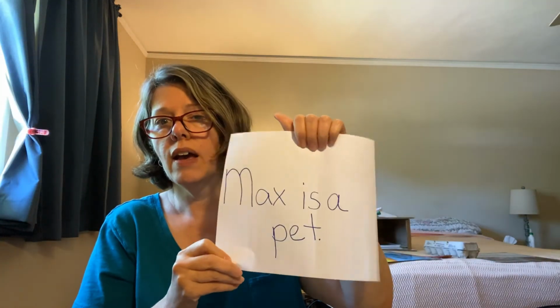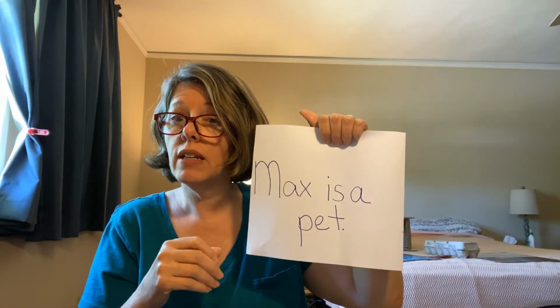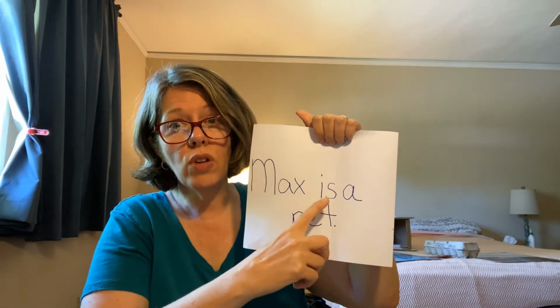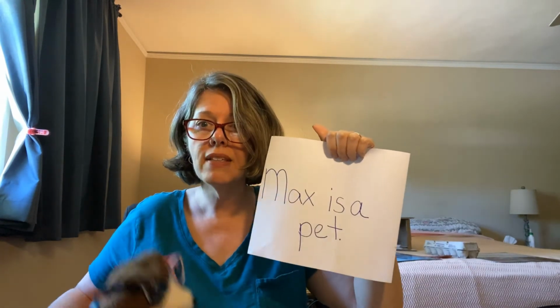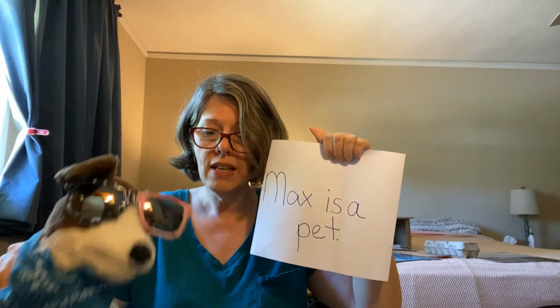Now, I have written a sentence, and I want you guys to help me read it. All right. And if you look, I see a service word. There's is and there's a. And you know what name I see at the beginning? Do you see it, Max? Yeah. There's Max's name. So, Max is a pet. Max is a pet. There's one sentence.